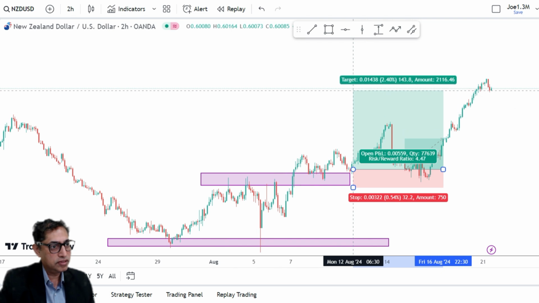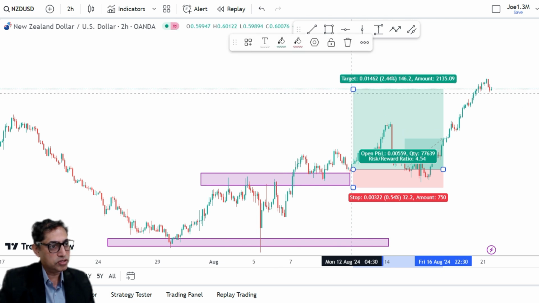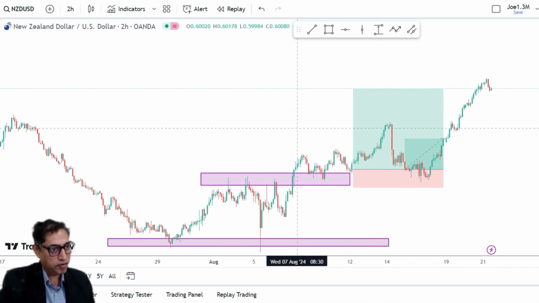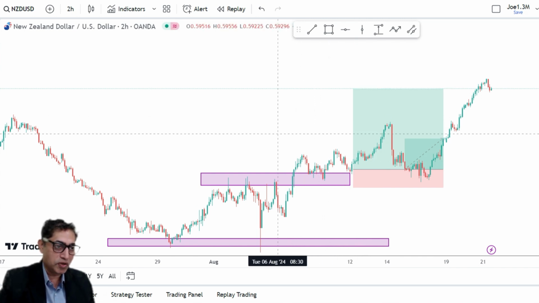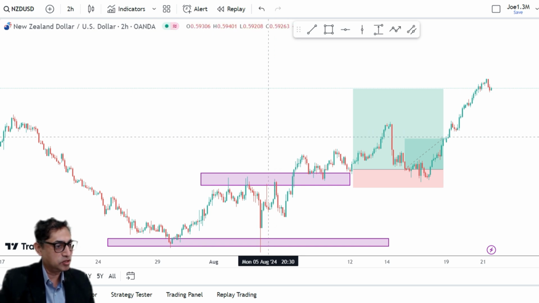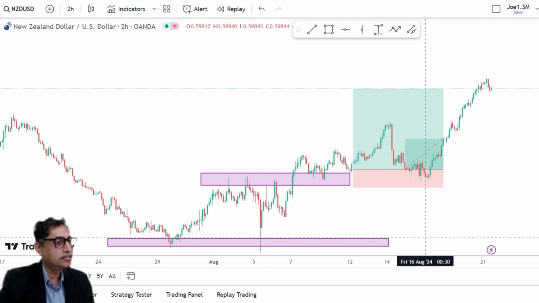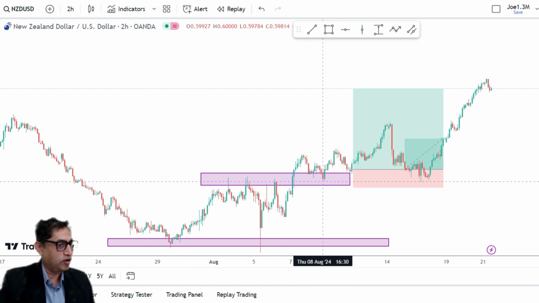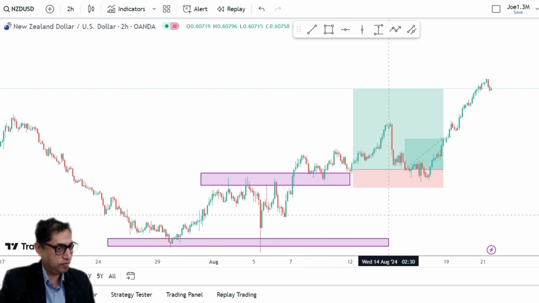Till now, your risk to reward is 1:4 already. But if you wait, probably you'll get a better risk to reward, or you can exit. So this is a perfect example for a resistance turning into a support, and what I call a perfect support for a buy.